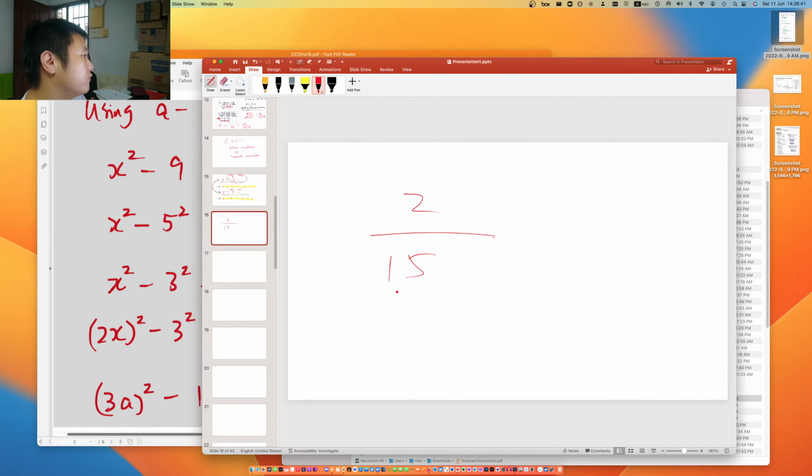So questions like this. 2 is prime, 15 is composite. So I try to split 15. But can you cancel? No. Can you cancel? Still no, right? I mean, you try already, still cannot, means final answer. Actually, the last way you can check is use your calculator. 2 over 15. Let's see. The calculator give you what?